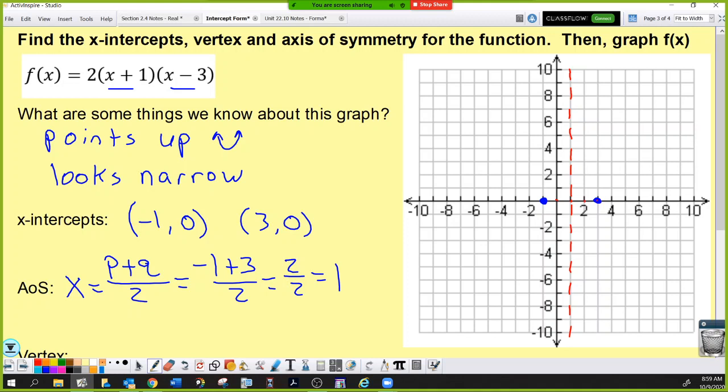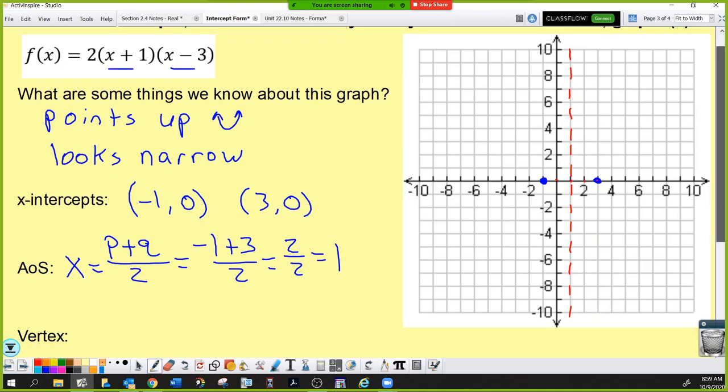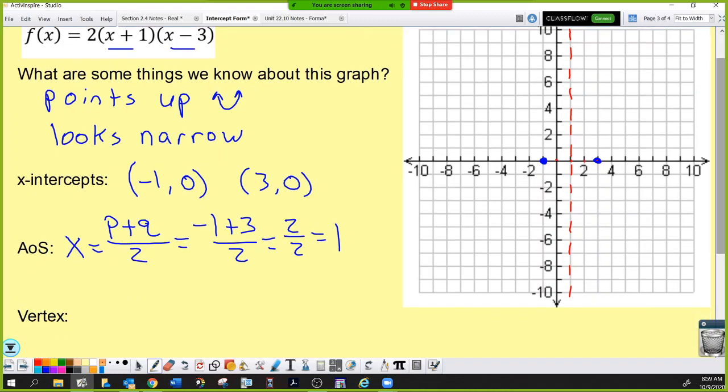Since this thing points up, I know that my vertex is going to be somewhere below my x-intercepts. I know that. But I don't know exactly where. So I need to find that y value, and I know that the axis of symmetry goes to the vertex, which means it shares an x value with the vertex. So my vertex is at 1 comma something. And we have to find that something by plugging in x equals 1.